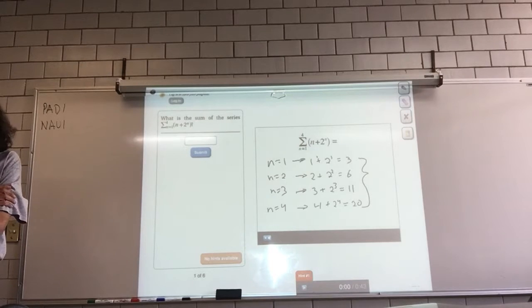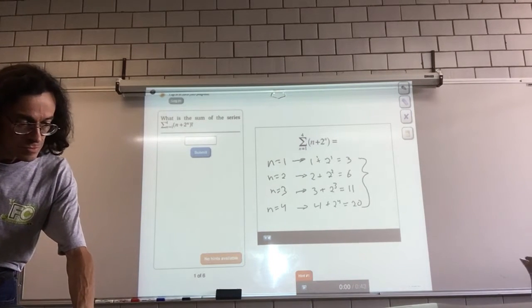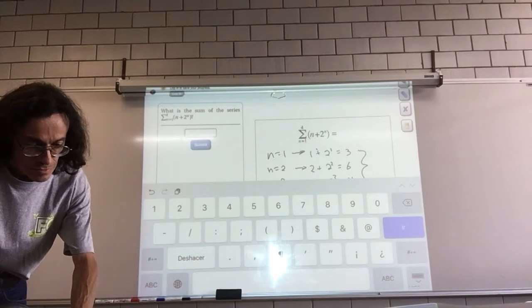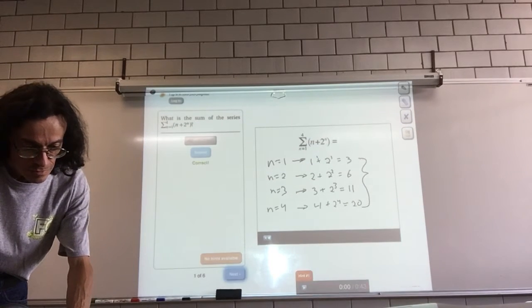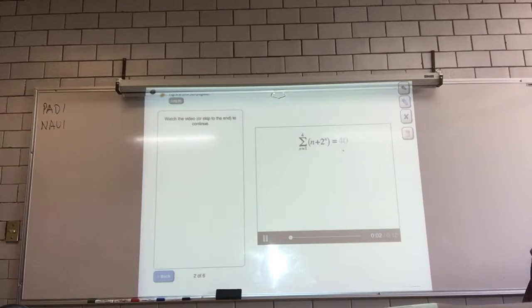40. Right. If you add up all the terms, you get 40. What happens if we look at the sum of the n terms by themselves and the sum of the 2 to the n terms by themselves? What do they add up to?